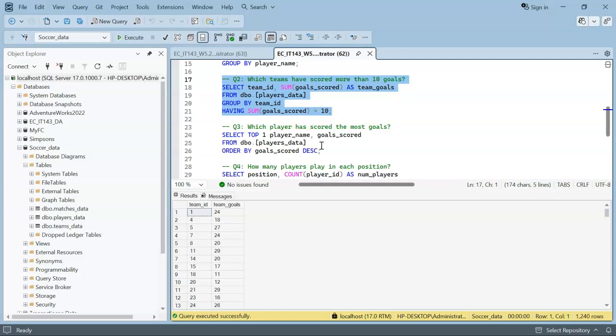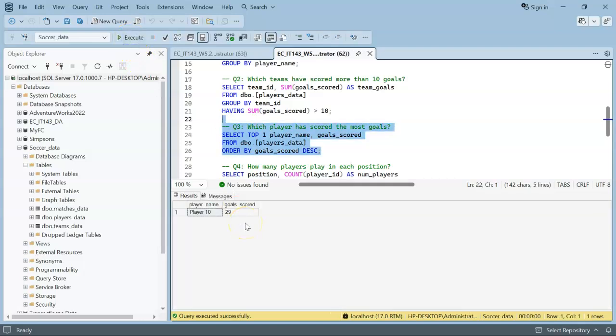So for question 3, the player with the most goals. What? To identify the player with the highest number of goals. Why? To determine the top performing player. And we use the order by goals in descending order, then select the top result. Okay, so now let's run this one too.